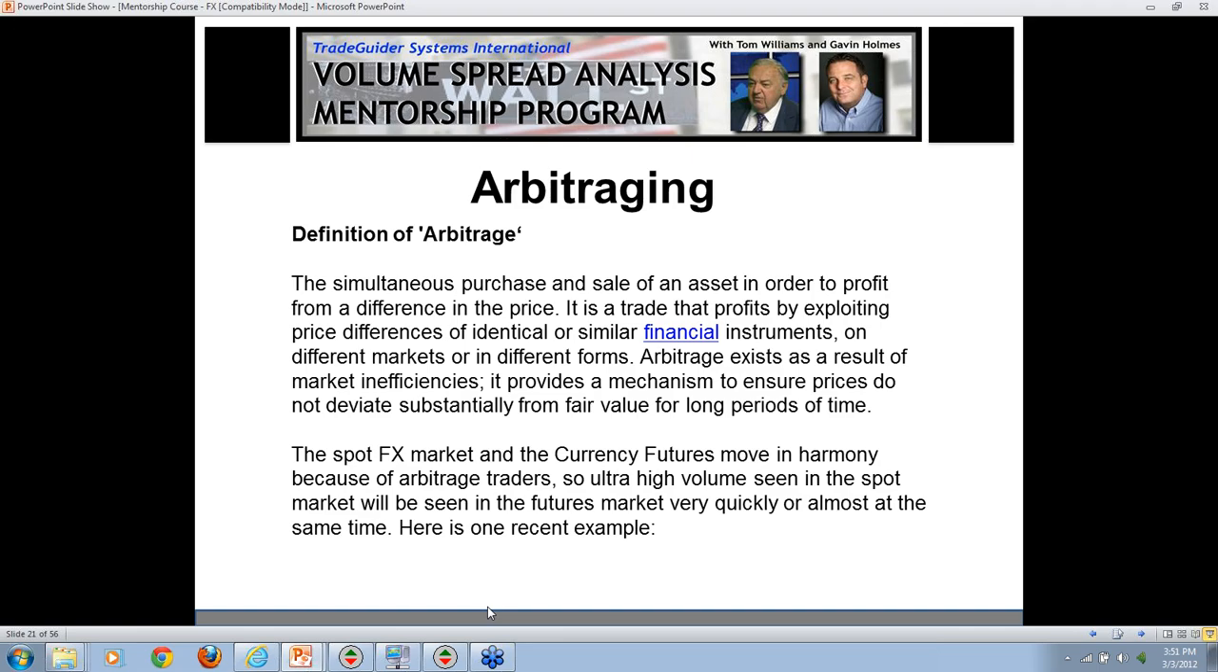So arbitraging is the simultaneous purchase and sale of an asset in order to profit from a difference in the price. It's a trade that profits by exploiting price differences of identical or similar financial instruments on different markets or in different forms. Arbitrage exists as a result of market inefficiencies. It provides a mechanism to ensure prices do not deviate substantially from fair value for long periods of time. The spot FX market and the currency futures market move in harmony because of the arbitrage traders. So ultra high volumes seen in the spot market will be seen in the futures market very quickly or almost at the same time. And here's a good example.